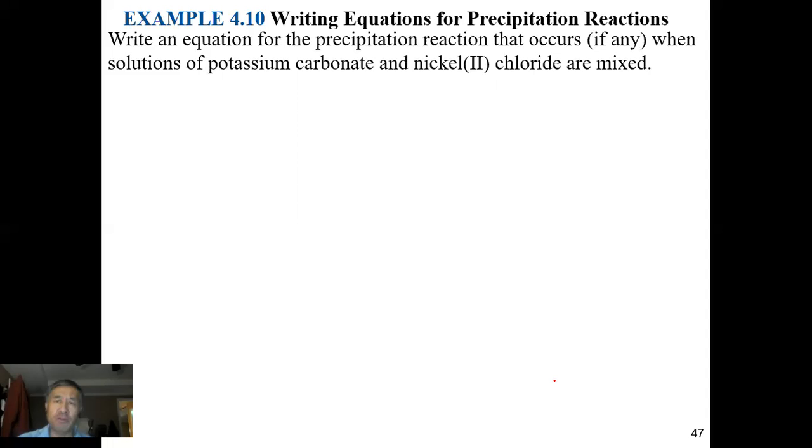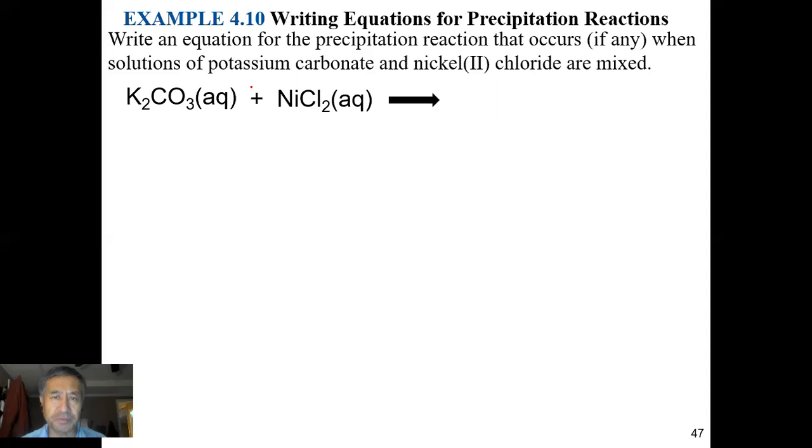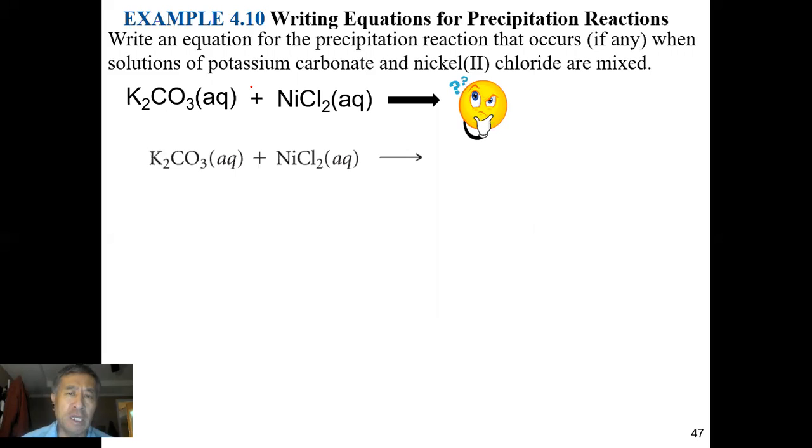Write equations for the precipitation reaction. In this example, write the equation for the precipitation reaction that occurs, if any, when aqueous solutions of potassium carbonate and nickel chloride are mixed. First translate the names: potassium carbonate is K2CO3 aqueous, and the other reactant is nickel(II) chloride, NiCl2 aqueous. What will it produce? We have to learn how to predict what it can possibly produce by identifying the ions in the beginning reactants.